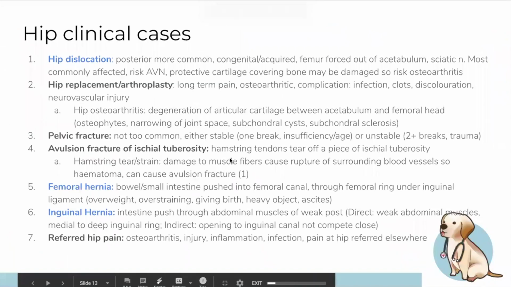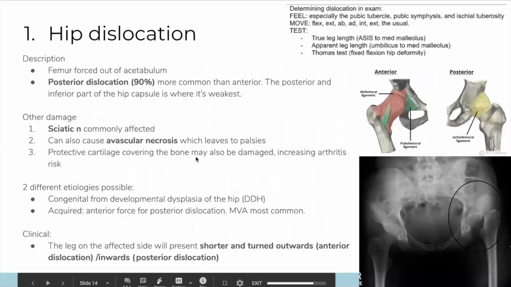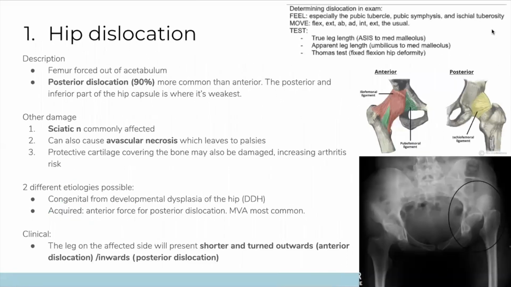So it can be a bit confusing in year 1 to know exactly which clinical pathologies are relevant. So I've just included 6 or 7 that I think you guys should definitely learn. So let's start off with hip dislocations. Probably the most common one you'll talk about.